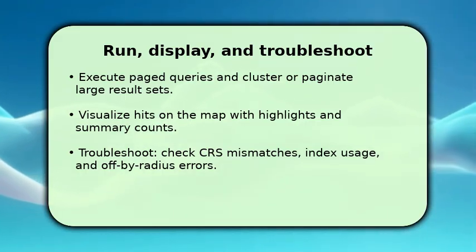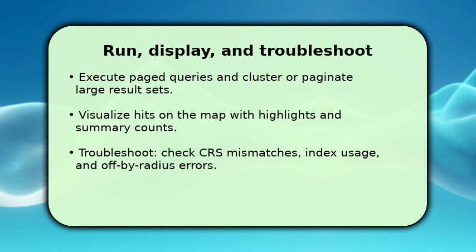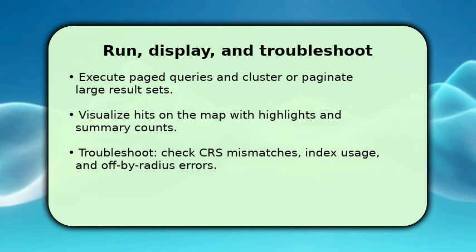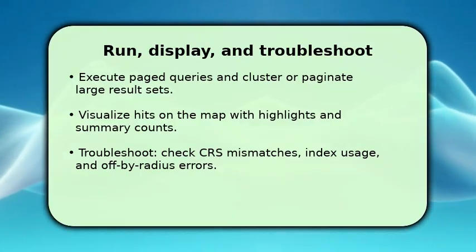If results look wrong, check coordinate reference systems, ensure your spatial index is used, and verify radius rounding. Off-by radius errors often come from unit or projection mismatches. One key tip: rebuild or recheck the index.